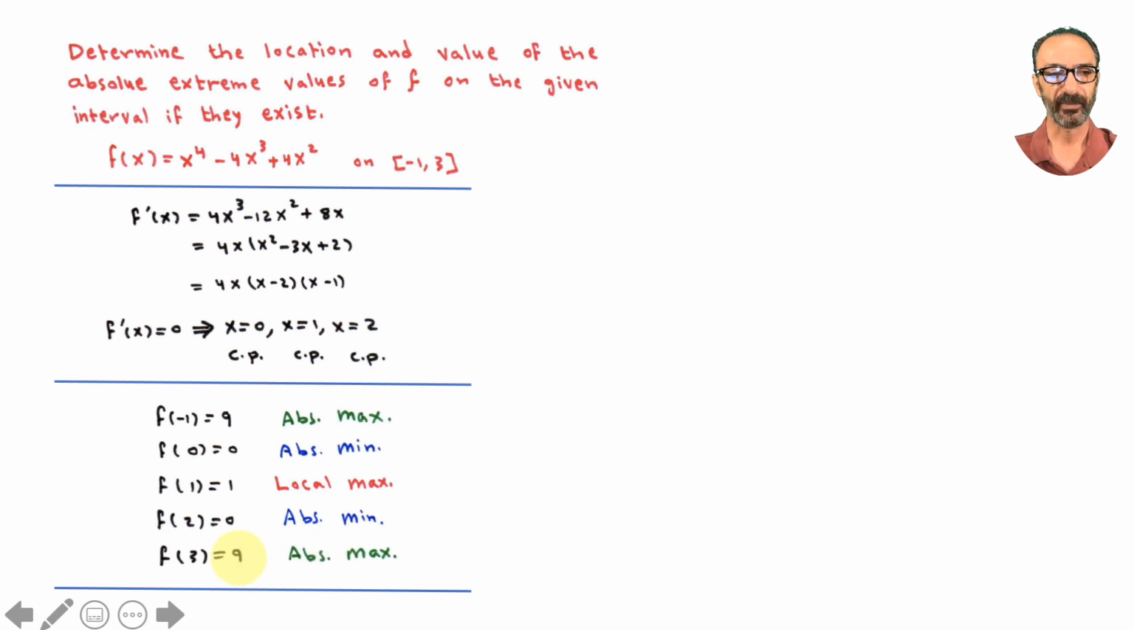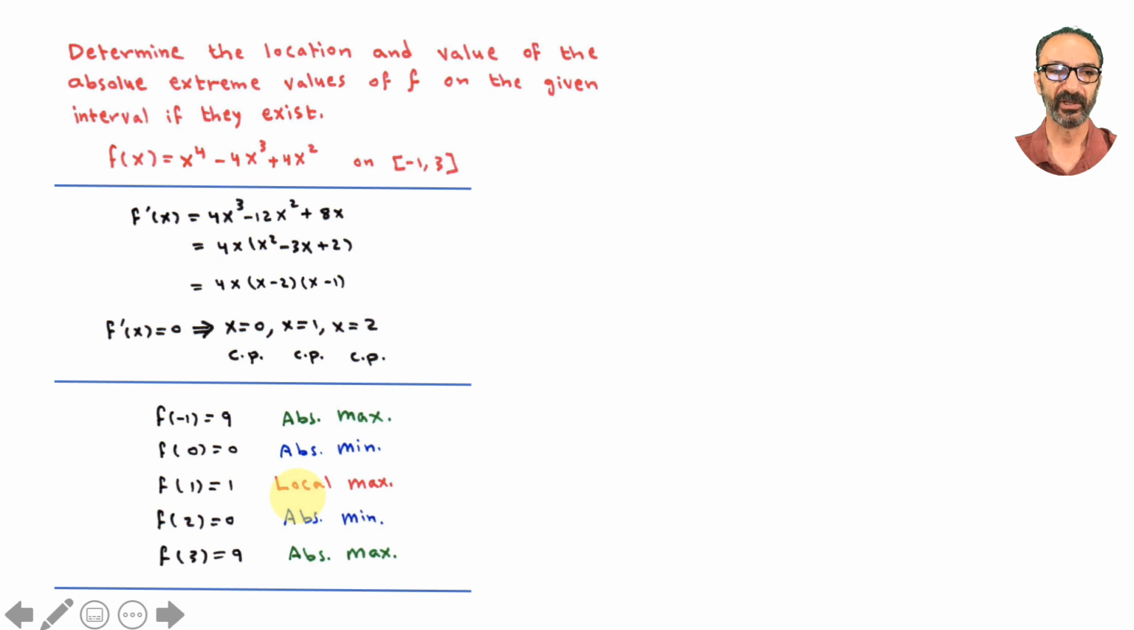Absolute max, because they are the same, there is nothing higher than 9, so they're both called absolute max. Absolute min. This one is a local max.